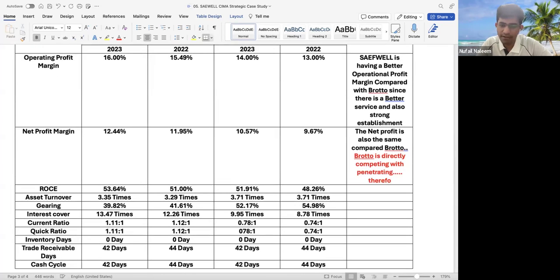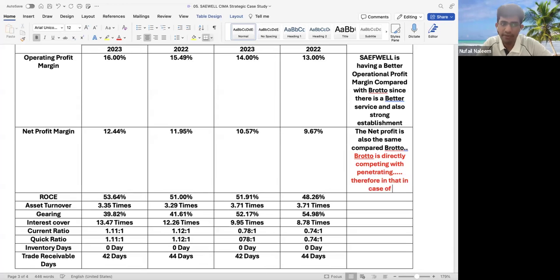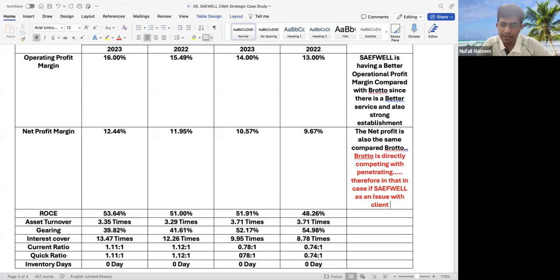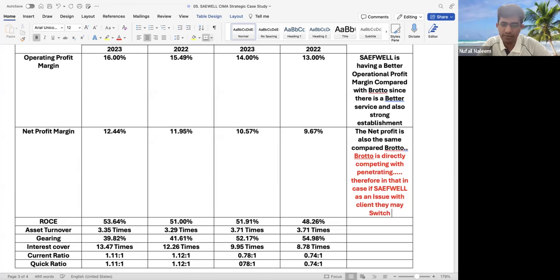Therefore, in that case, if SAEFWELL has an issue with clients, they may switch to whom, students? To Brutto. Are you understanding that challenge we are facing?